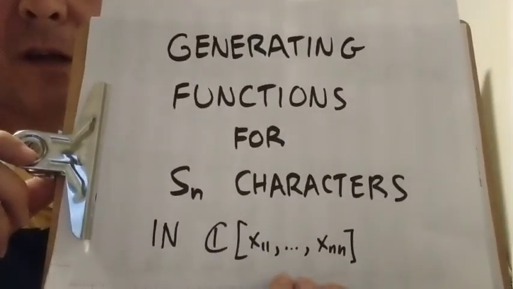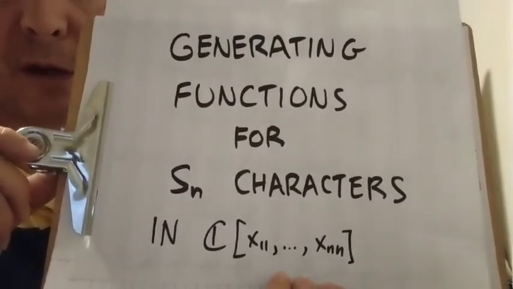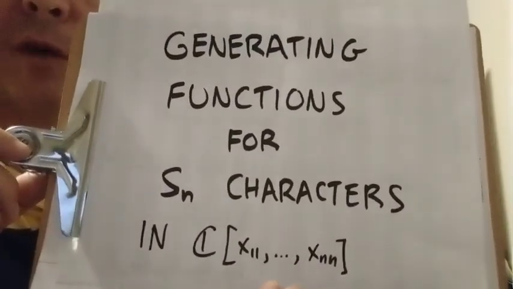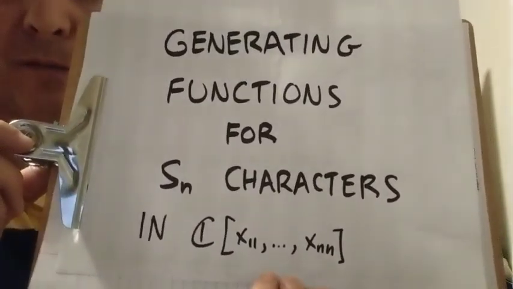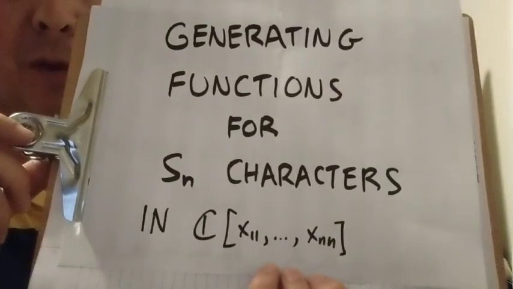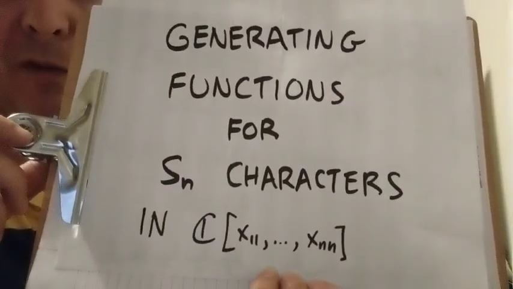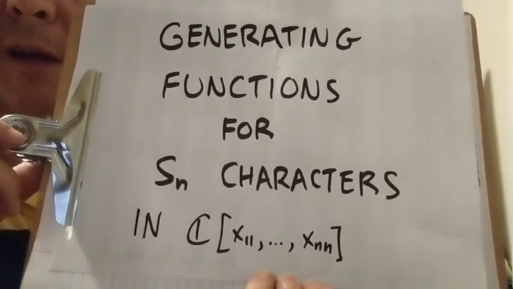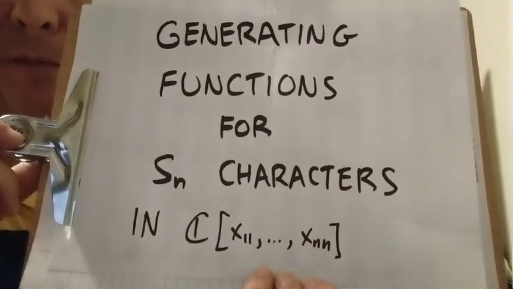In addition to having explicit formulas for characters, of course, we could also have generating functions for characters. Now, these involve a polynomial ring in n squared variables. So let's look at that polynomial ring and actions of the symmetric group on it.